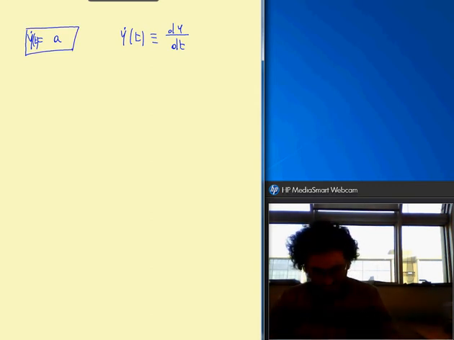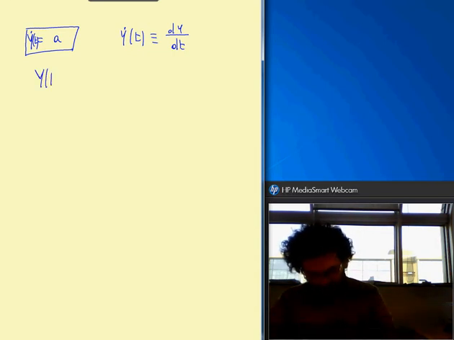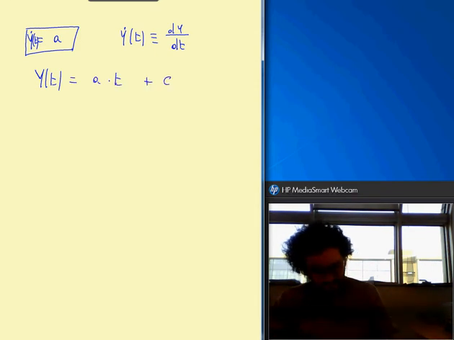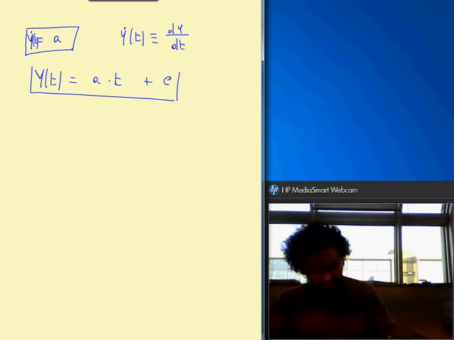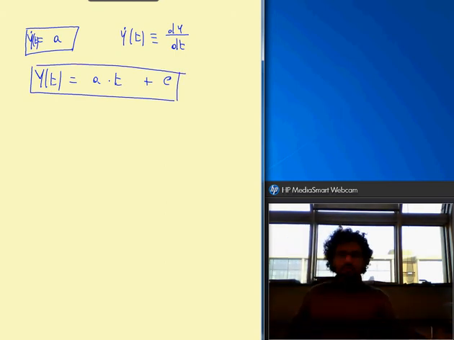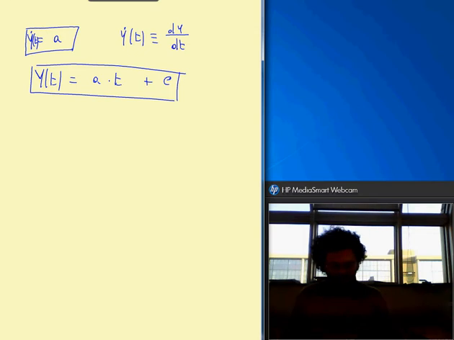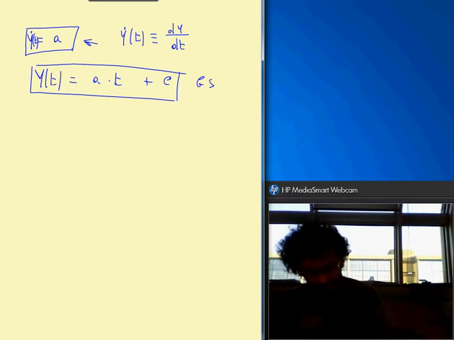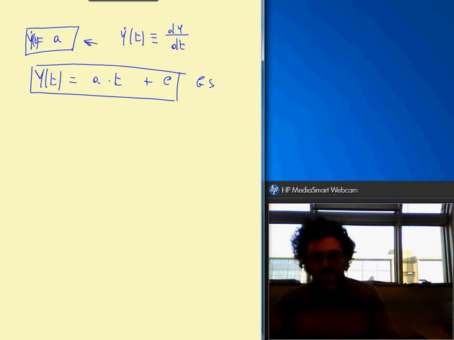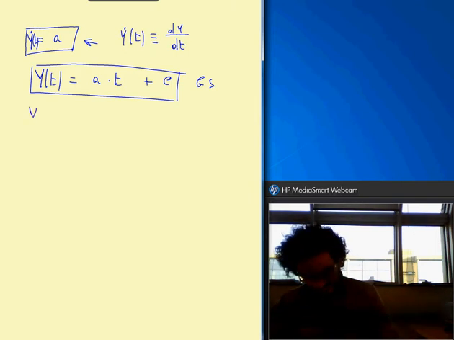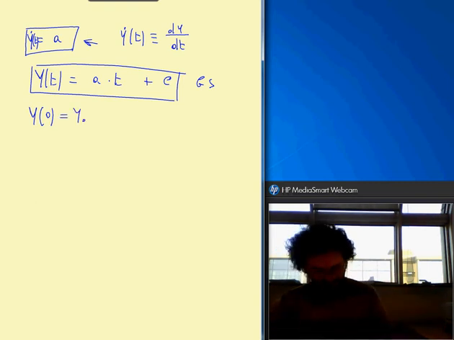This is very simple to solve because in this case the function y of t will be equal to a times t plus a constant c. So the final result is a set of solutions, a set of functions according to a constant c. This is the general solution of this very simple differential equation. If we want a particular solution, we can impose some initial condition. For instance, the initial value of y at time 0 is equal to a certain value y0.